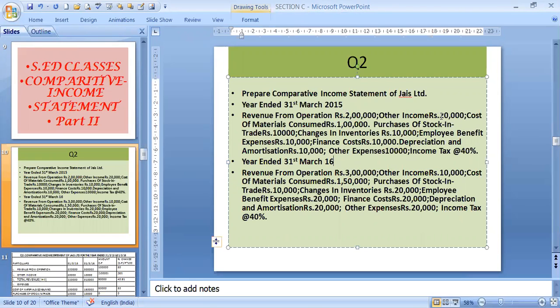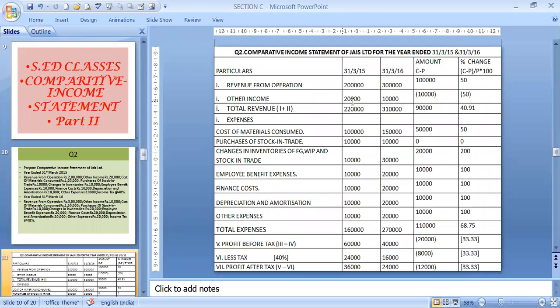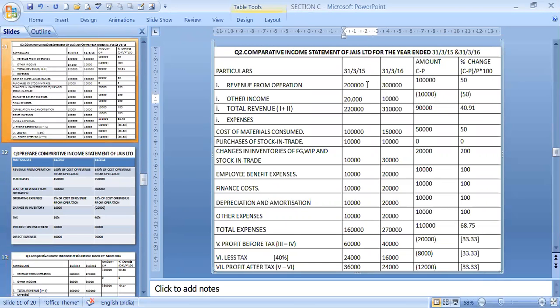Other income in 2015 is 20,000 and other income in 2016 is 10,000. So that is also revenue, and we have to write that too. The previous year we have written first, that is 20,000, and the current year it is 10,000. There is no more revenue in this. So total revenue for the previous year 2015 is 2,20,000, and for 2016 it is 3,10,000. These are the previous year and current year's figures.